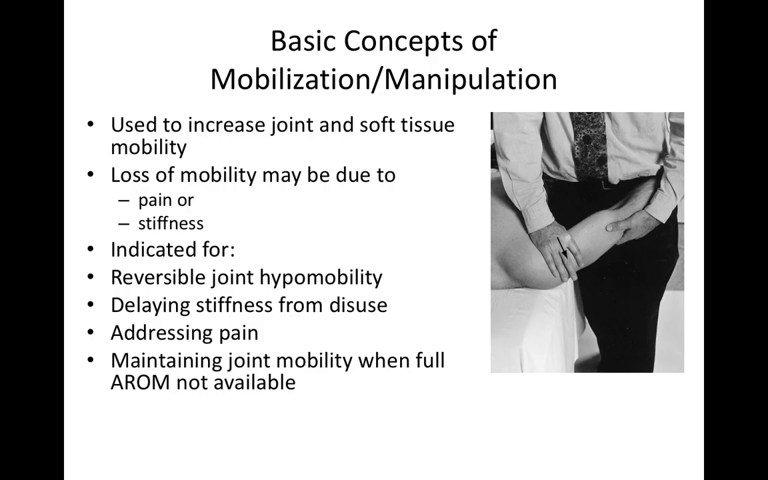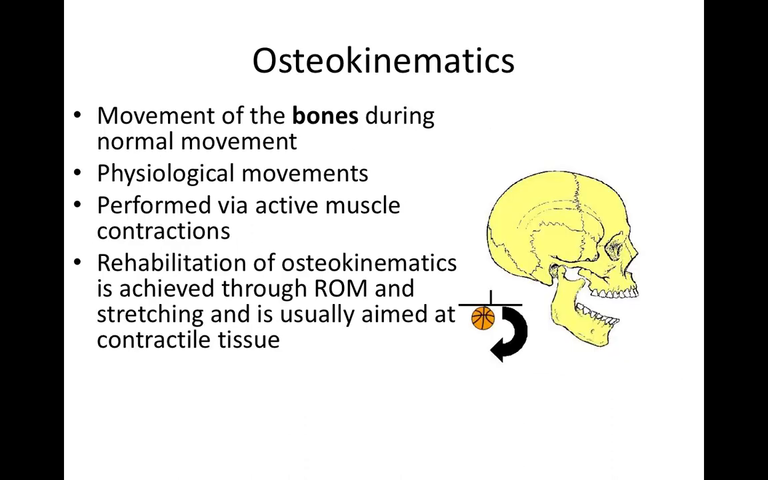So what are some of the basic concepts of mobilization and manipulation? It's used to increase joint and soft tissue mobility, and loss of mobility, as we discussed in the summer and the fall, can be due to pain or stiffness. So mobilization manipulation might be indicated to reduce joint hypomobility, delay some stiffness from disuse, address pain, or also to maintain joint mobility when full active range of motion is not available.